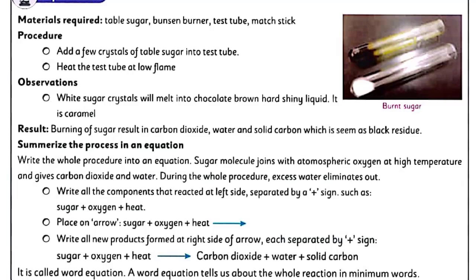Write all the components that reacted at the left side, separated by a plus sign, such as sugar plus oxygen plus heat. Write all new products formed at the right side of the arrow, each separated by a plus sign. Sugar plus oxygen plus heat, arrow, carbon dioxide plus water plus solid carbon. It is called a word equation. A word equation tells us about the whole reaction in minimum words.